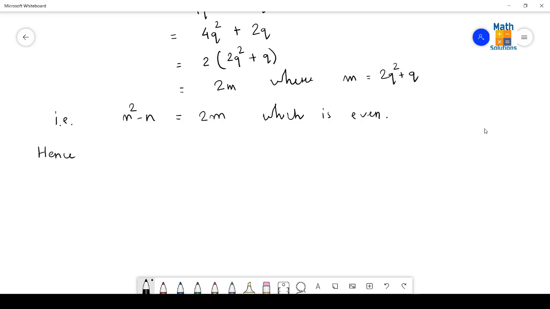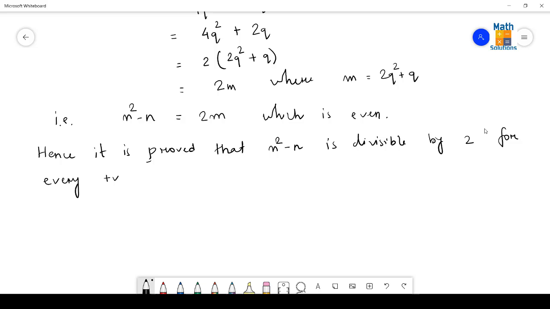Hence, it is proved that n square minus n is divisible by 2 for every positive integer n. So that's the answer.